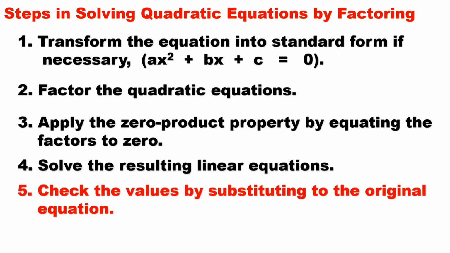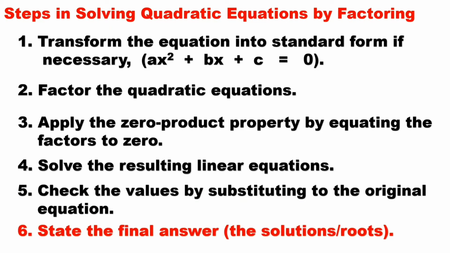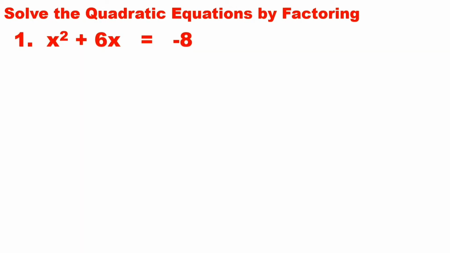Step 5. Check the values by substituting to the original equation. And Step 6. State the final answer. For this time, we will solve some quadratic equations by factoring. Number 1, x squared plus 6x equals negative 8.